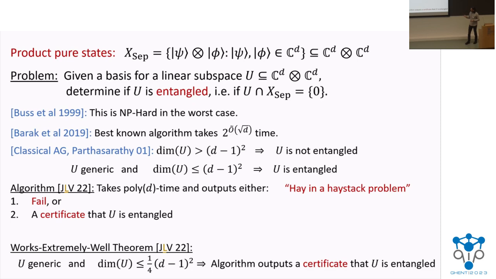And this algorithm actually works extremely well. For the purpose of this talk, I'm going to call this a works-extremely-well theorem for this algorithm. What it says is that if U is generically chosen and its dimension is at most a quarter of the maximum possible, the regime we care about, then our algorithm will output a certificate that U is entangled. So it's a polynomial time certificate. You lose a little bit in the dimension, but if you have this limited dimension, you now have a polynomial time certificate for entanglement.